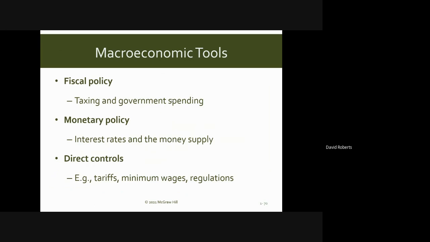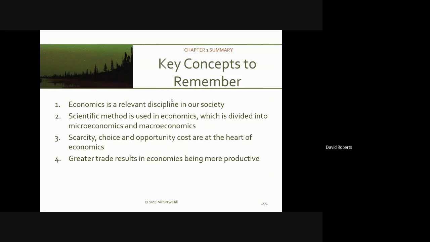Macroeconomic tools: the fiscal policy, which we'll definitely talk about in upcoming chapters, our taxing and government spending; monetary policy, our interest rates and the money supply; and direct controls, which are things like tariffs and minimum wages and other regulations. I'm not going to go through and read this. This is something for you to review. Make sure you understand these points when you are studying for your tests. If your instructor has turned on the Smart Book, you can do practice questions to test your knowledge. So this is just a summary of the important points of the chapter.